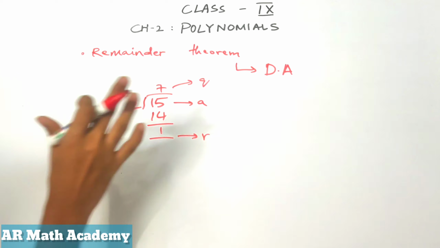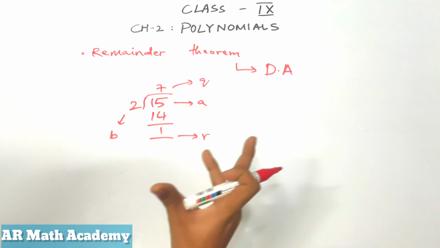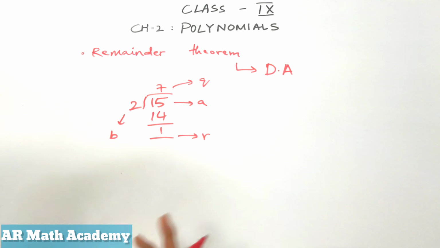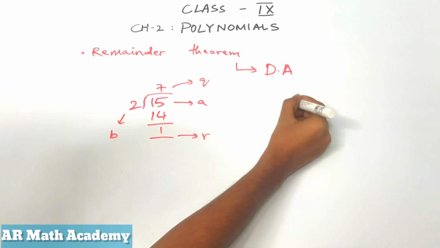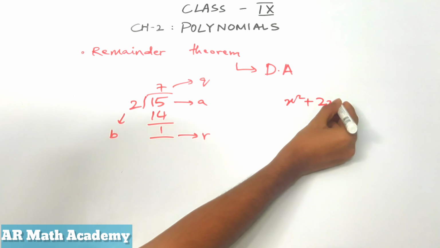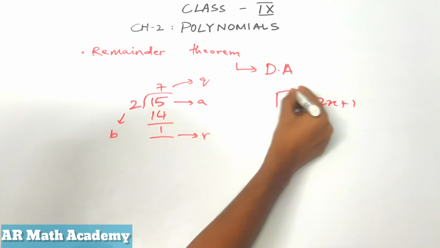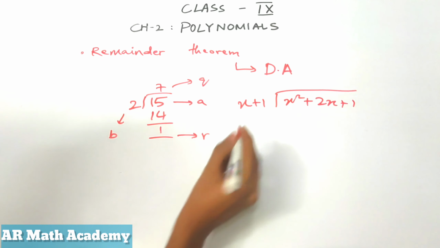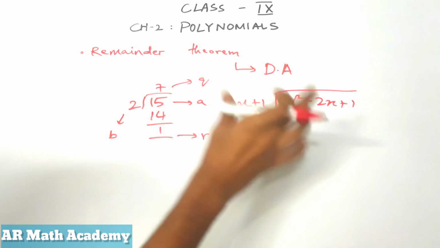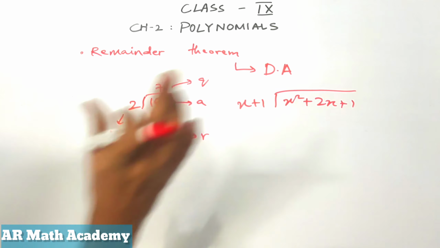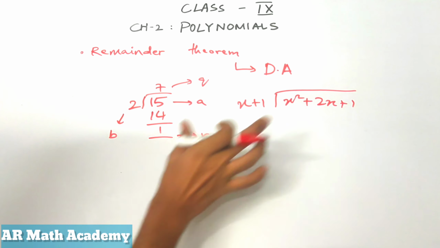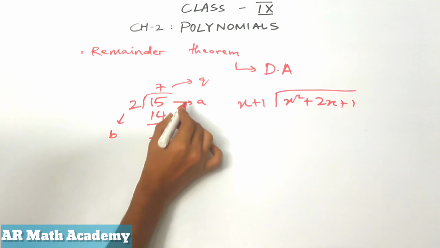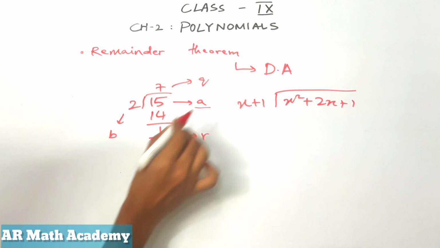Now we will extend this concept to division with polynomials. You already know how to divide a number by a number. Now we can also divide polynomials, expressions like x square plus 2x plus 1 by a polynomial like x plus 1. I will tell some conditions which are necessary for this division to happen, but this is possible. And some of the same concepts apply here as well, like the position of A, which is the dividend.